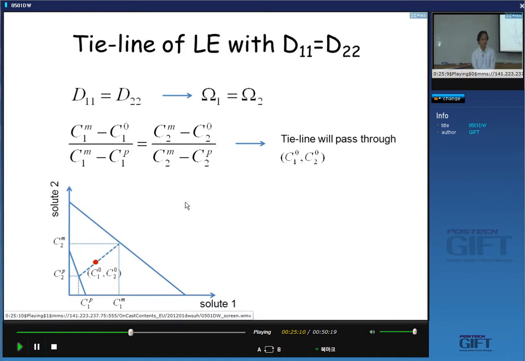What is the supersaturation? Supersaturation means the length of this one and the length of this one, and the length of this one and the length of this one. So the only tie line which gives you the same supersaturation of solute 1 and solute 2 is the tie line passing through the original composition. So when the diffusivity of solute 1 and solute 2 is the same, then the operating tie line will be the tie line passing through the original composition. Okay?